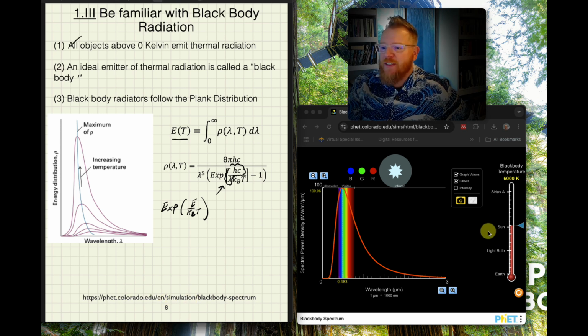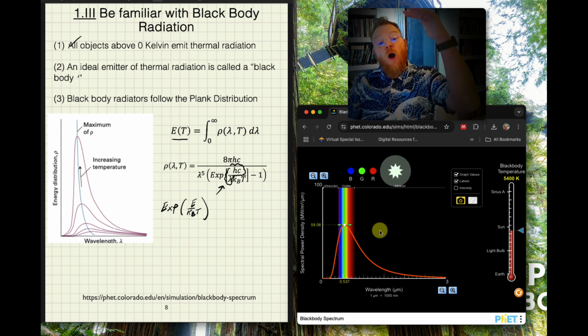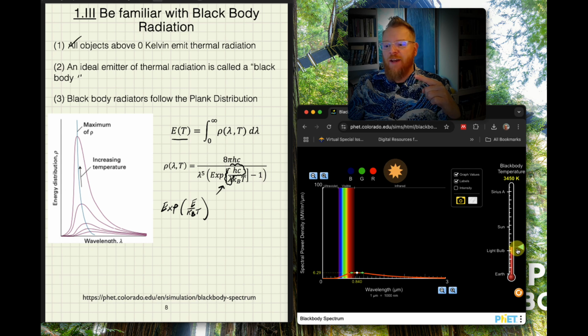Right now in this simulator, we're parked at the temperature of the sun, about 6,000 Kelvin. If I turn that temperature down, you can see that not only does the distribution go down as far as the power, so how much total energy is emitted, but it's also shifting out to more and more red wavelengths. If I get to something like the temperature of a light bulb, about 3,000 Kelvin, you can see the distribution has gotten quite small.